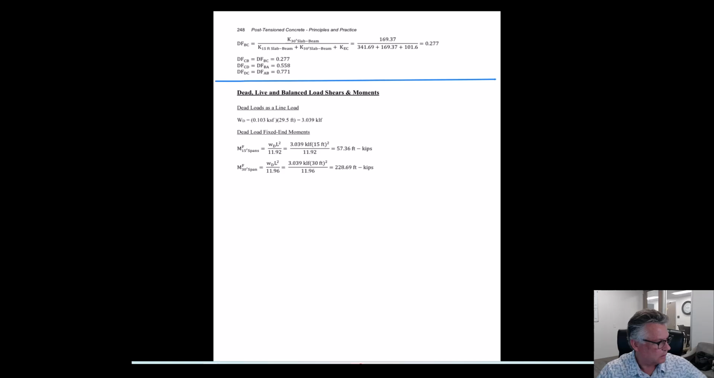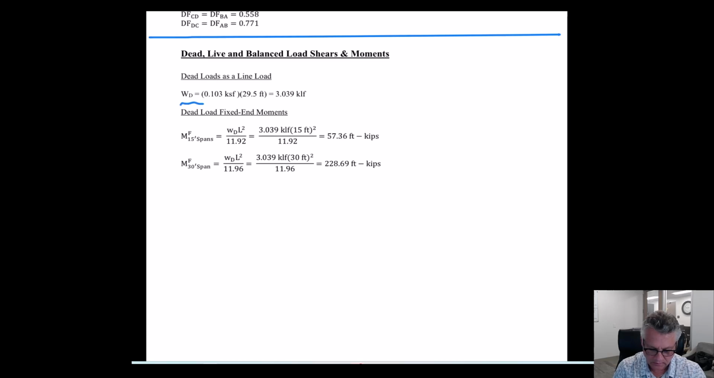Picking up where we left off, we found the distribution factors. So now let's jump into the moment distributions. Start with the dead load. We had 103 pounds per square foot of dead load. Tributary width is 29.5 feet. So as a line load, we have 3.039 kips a foot.